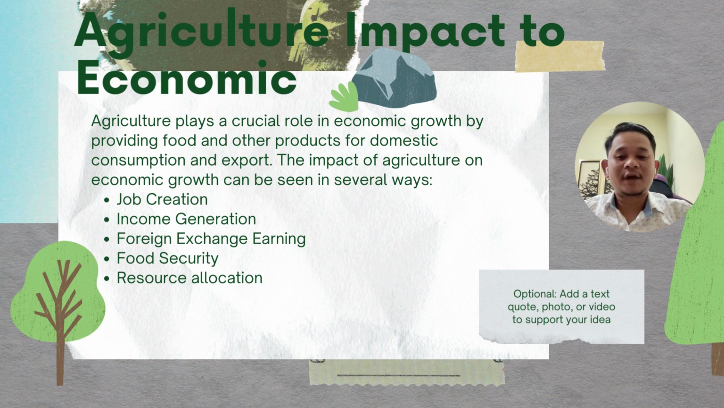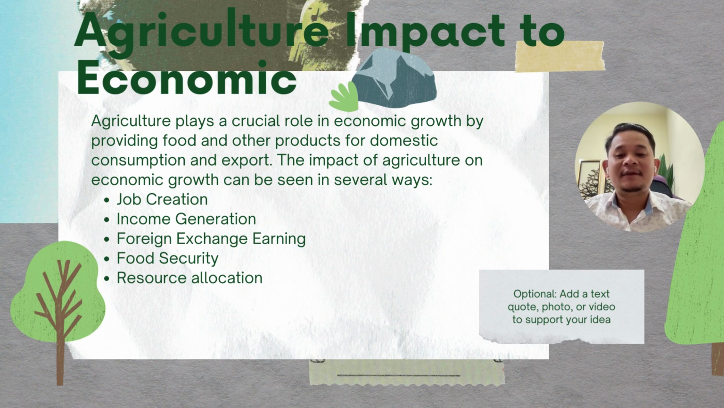Agriculture's impact to the economy. Agriculture plays a crucial role in economic growth by providing food and other products for domestic consumption and export. The impact of agriculture on economic growth can be seen in several ways. The first one is job creation. Agriculture creates jobs in the farming, processing, and distribution of agricultural products. This can help to reduce unemployment.